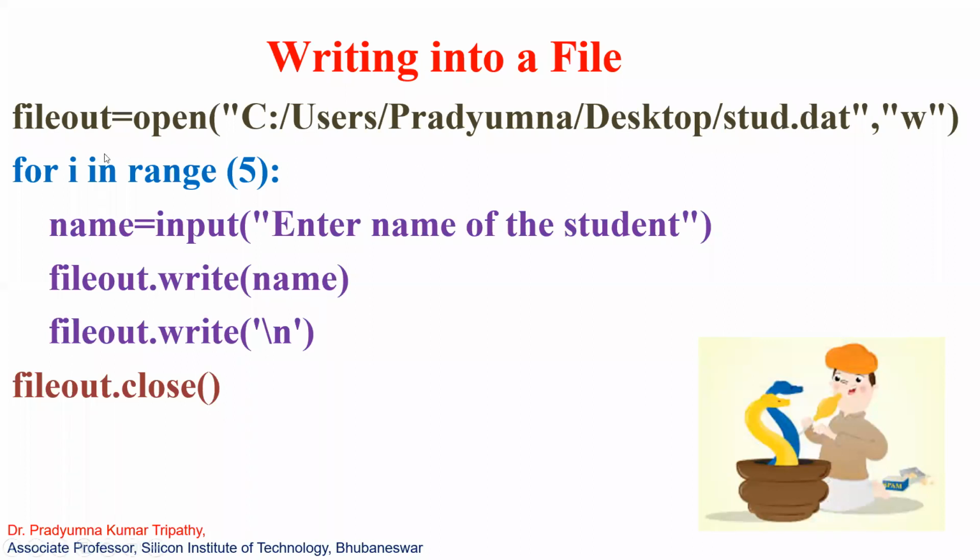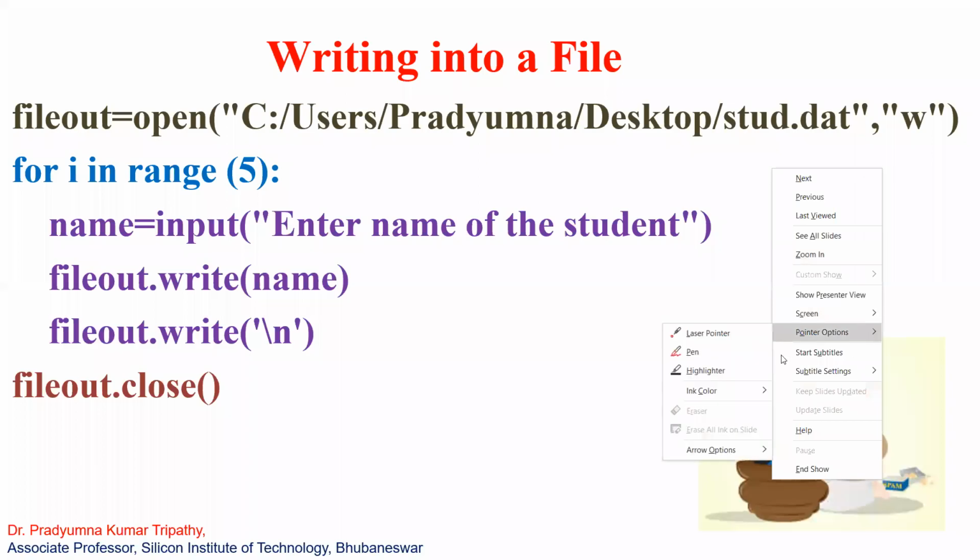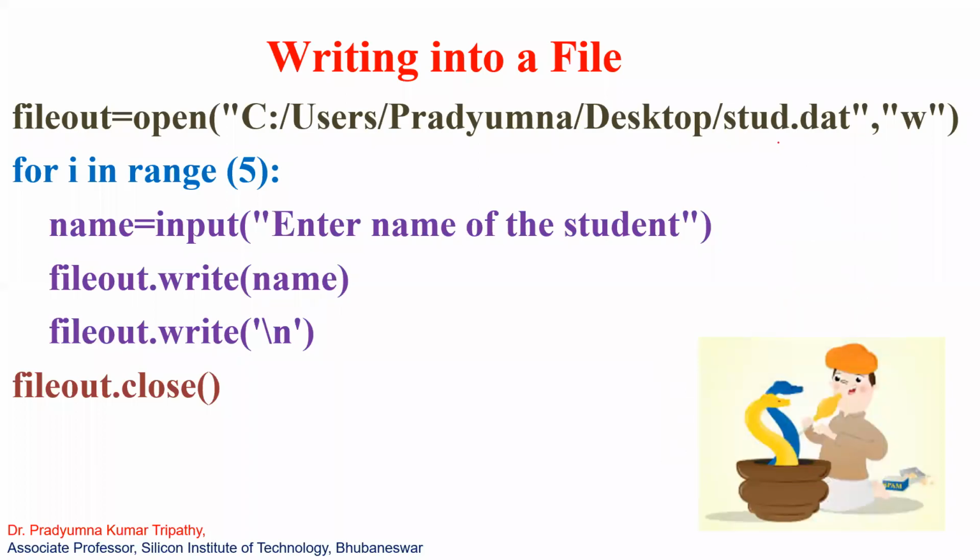So look into this example. File out equals open. Then we have given the path. The file name is student.dat. This is my file. Correct? And I open it in write mode. That means the file is open for writing purpose.